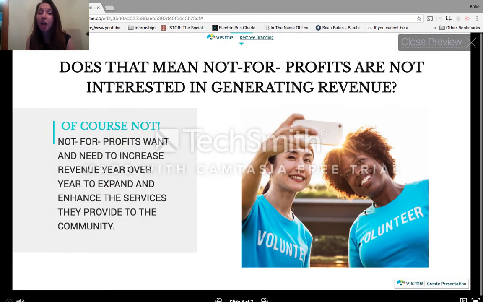Does that mean that not-for-profits are not interested in generating revenue? Absolutely not. Not-for-profits want and need to increase their revenue year over year to enhance the services that they provide to the community.